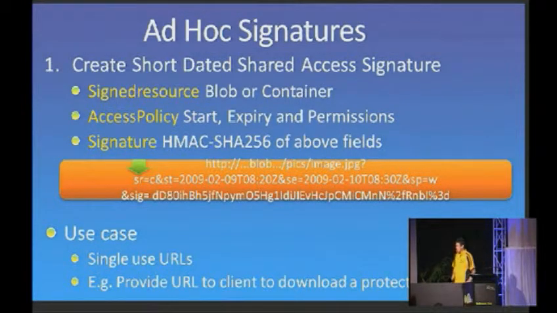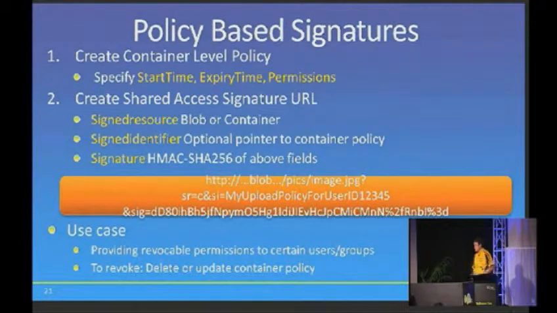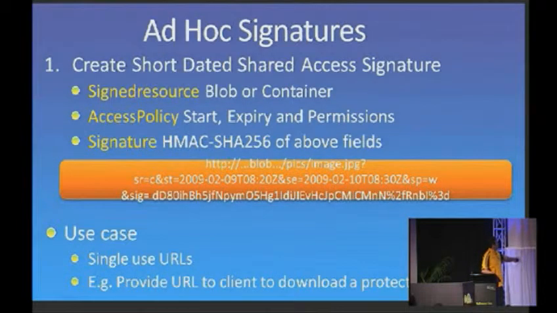All right, so we have our signed resource. In this case, it's a container. We have a start time. We have an end time. So I'm providing 10 minutes here. We're providing write access to the container. And we've got the signature that signs all of those parameters and basically creates that valid URL. That's really good for scenarios where you want to provide quite a short-dated, simple download URL. Good for doing the download scenario.